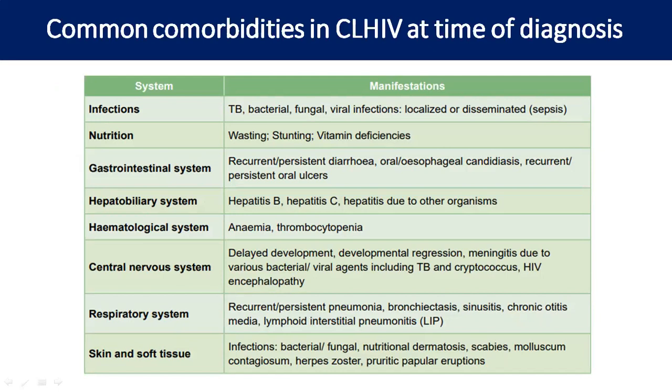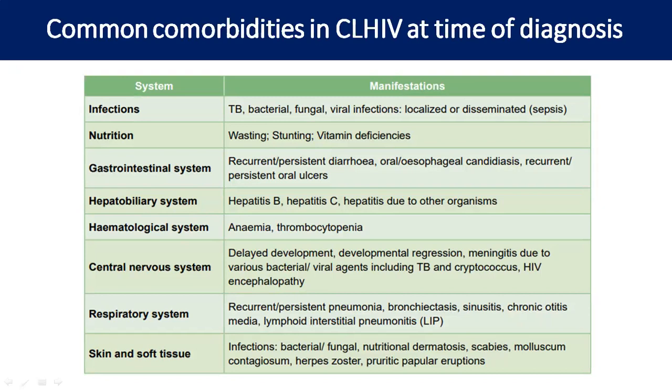If you look system-wise, it can be infection, nutrition, GI system, hepatobiliary, hematological, CNS, respiratory, or skin and soft tissue infections. If you look at infection, it can range from tubercular to bacterial, fungal, viral infections, which could be localized or disseminated. Nutritional deficiencies. GI system can include recurrent or persistent diarrhea, oral esophageal candidiasis, or recurrent persistent oral ulcer. In the hepatobiliary system, we can have hepatitis B, C infection or hepatitis due to other organisms.